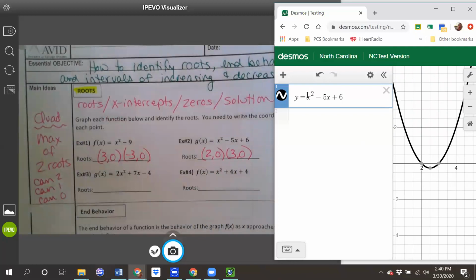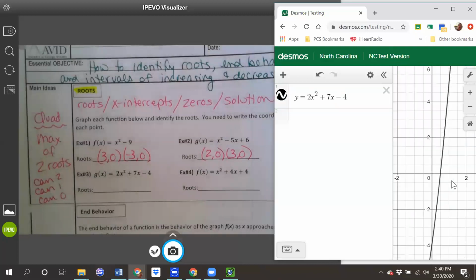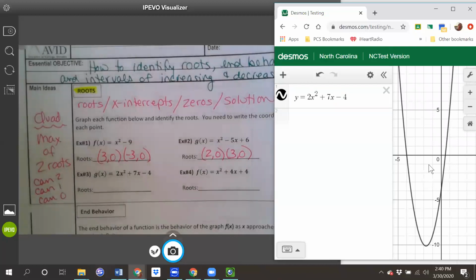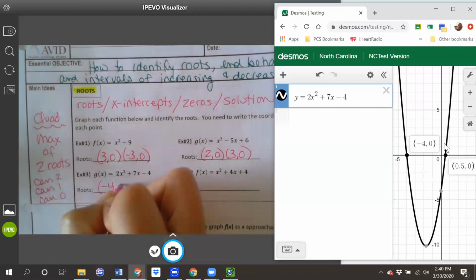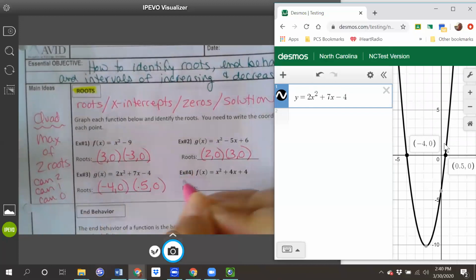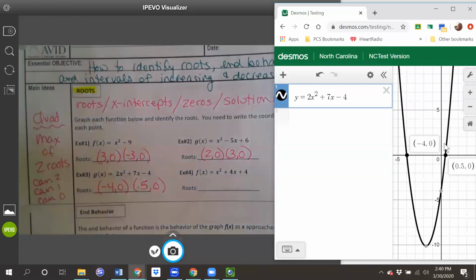All right, I'm going to make this for number 3 a 2x squared plus a 7x minus 4. Remember that you can pause this video and you can work ahead of me and then use the video to check to make sure that you know what you are doing. Here is a root and here is a root. So (-4, 0) and (0.5, 0), or (1/2, 0).